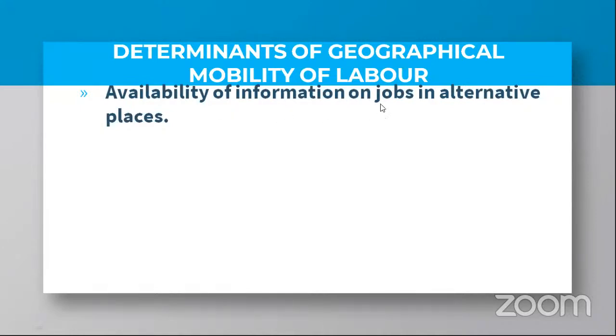So we have availability of information on jobs in alternative places. You understand? Once there is information of alternative jobs elsewhere, then labor will move. But if there is no information, labor will stay there. Okay.